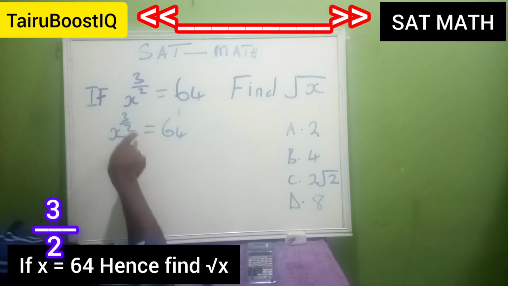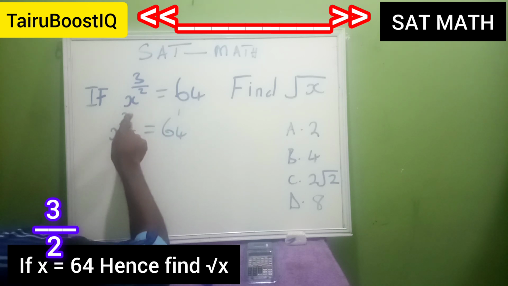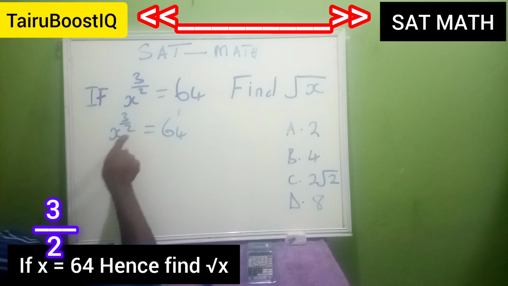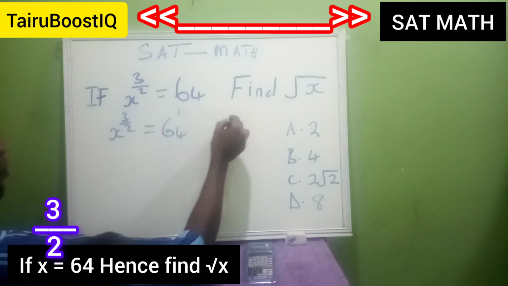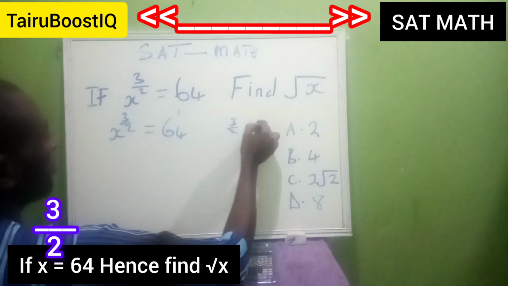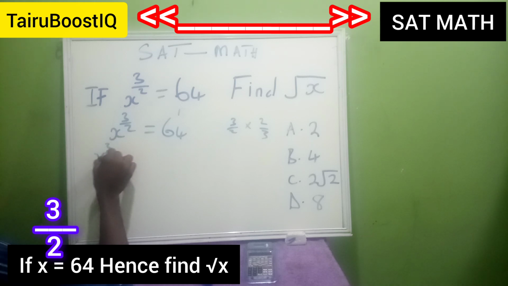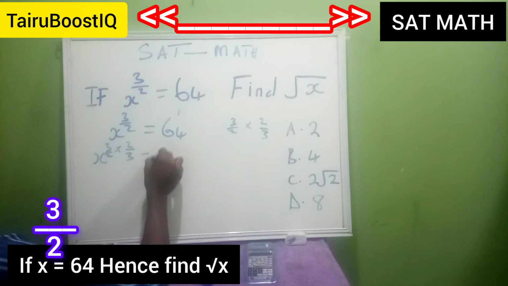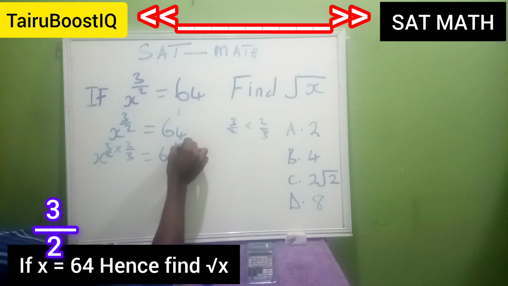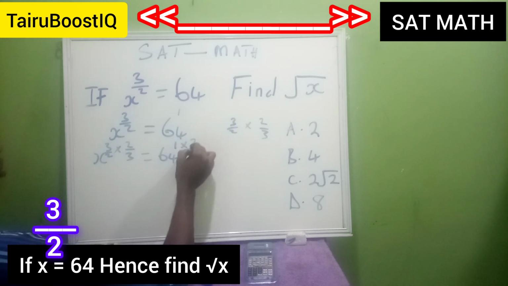Now, the next thing I'm going to do, I'm going to multiply both powers by the multiplicative inverse of 3 over 2. So the multiplicative inverse of 3 over 2 will now be 2 over 3. So I'm going to have x raised to power 3 over 2 times 2 over 3. This is the multiplicative inverse. Is equal to 64 raised to power 1 times 2 over 3.